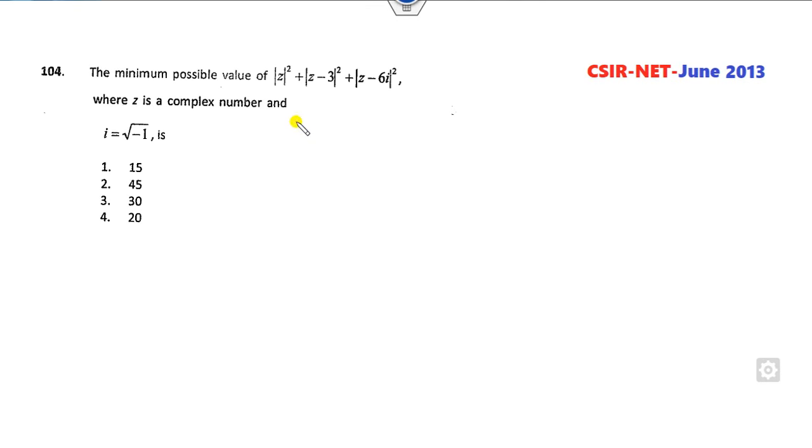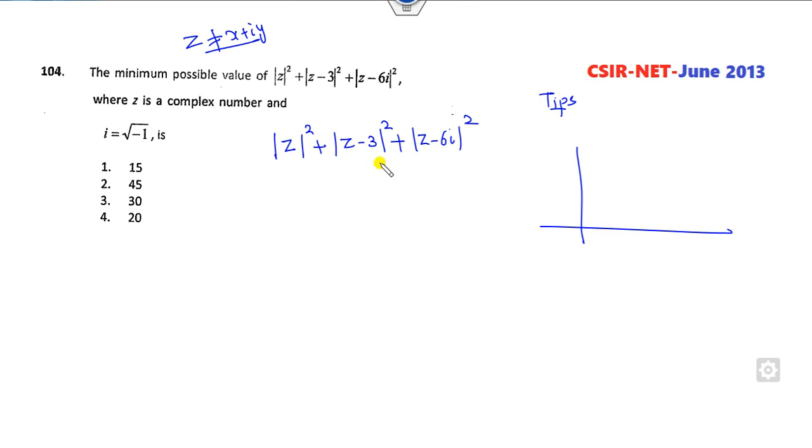Okay, the minimum possible value of this. That's a very simple question. There is no need to think about x plus iota y. What is the shortcut tip for you? You can write this. The center is 0, this is 0. Center is 3, so 3 comma 0 is here. Center is 0 comma 6 iota, I can write as 0 comma 6. So 0 comma 6 will be here. Fine. These are my points.